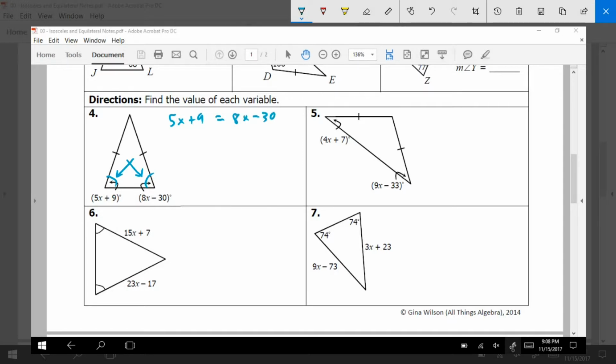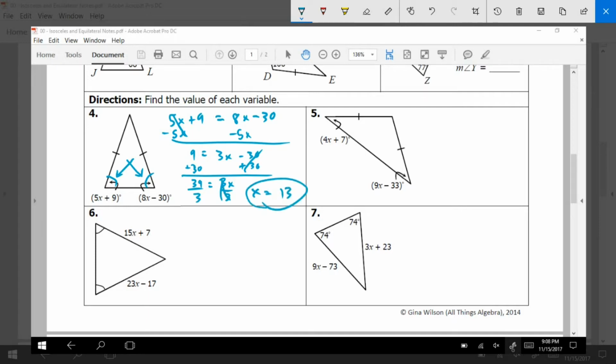Now let's solve this using algebra. Subtract 5x from both sides. That's 9 equals 3x minus 30. I'm going to add 30 to both sides, plus 30, plus 30. And that's going to give me 39 equals 3x. Finally, I'm going to divide by 3 on both sides. So x equals 13. And I got my answer.